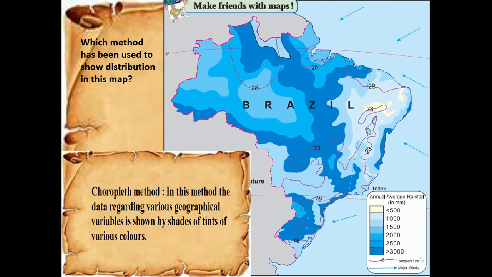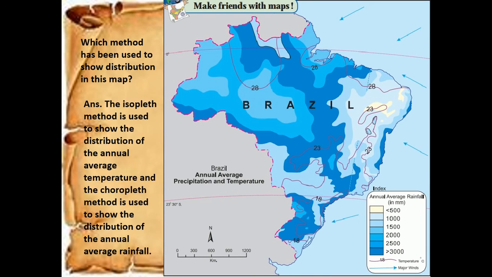And the other, you have the choropleth method. In this method the data regarding various geographical variables is shown by shades or tints of various colors. Like you see in the index, all different shades are used, showing you all the different temperatures. So like that they use all the different shades, the colors, the tints. So your answer comes: the isopleth method is used to show the distribution of annual average temperature, and the choropleth method is used to show the distribution of the annual average rainfall.